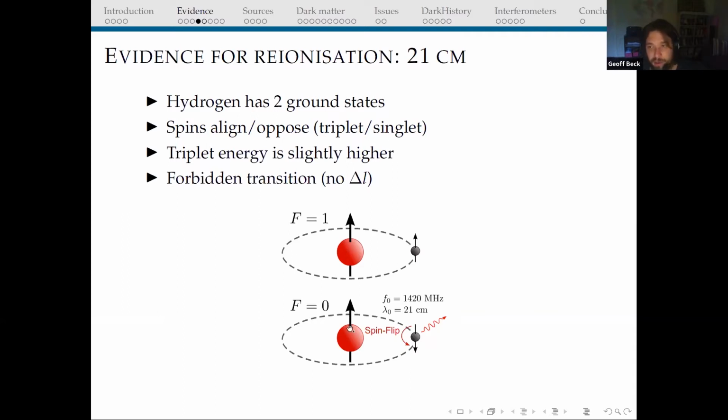Now, the antiparallel configuration is very slightly lower in energy, but because these are both ground states and have the same orbital angular momentum, this is a forbidden transition. So it proceeds very slowly, but it has a very definite frequency and is a very narrow line. So it's a very good indicator of the presence of neutral hydrogen. And the emission that occurs during the spin flip has a wavelength of almost exactly 21 centimeters. And because there's lots of neutral hydrogen before the epoch of reionization, and it disappears during the epoch and there's almost none now, it makes a great indicator of the history of this epoch.